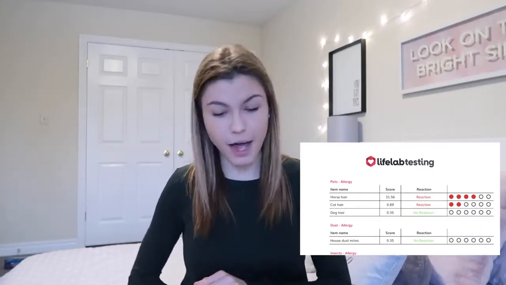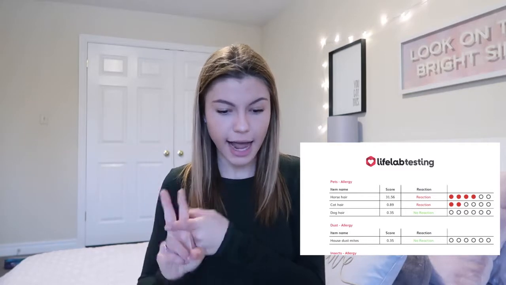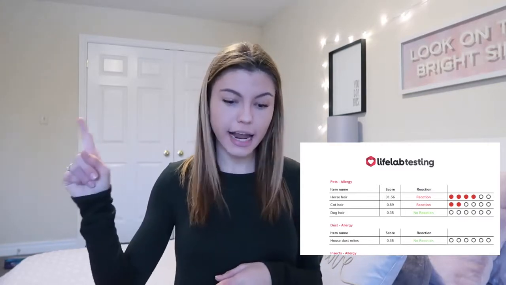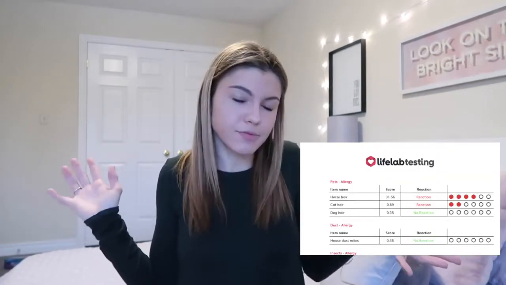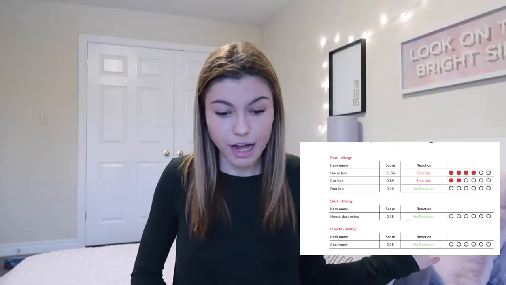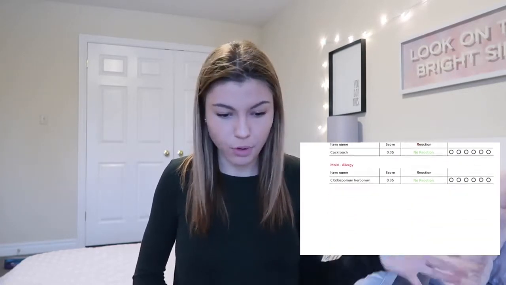But then it comes down to pets, and it says horsehair and cat hair I am allergic to, horsehair more so than cat hair, and that kind of makes sense. I don't have like a really skin reaction to them, but I do remember when I was younger, if I touched a cat or a horse, if I then go and kind of rub it around my face, I will start to get itchy and sneezy and stuff like that, so that makes sense. And it doesn't say I'm allergic to dog hair, and I've never really had any symptoms for dog hair, so that made sense. Then it says I don't have a dust allergy, no insects, mold, nothing.